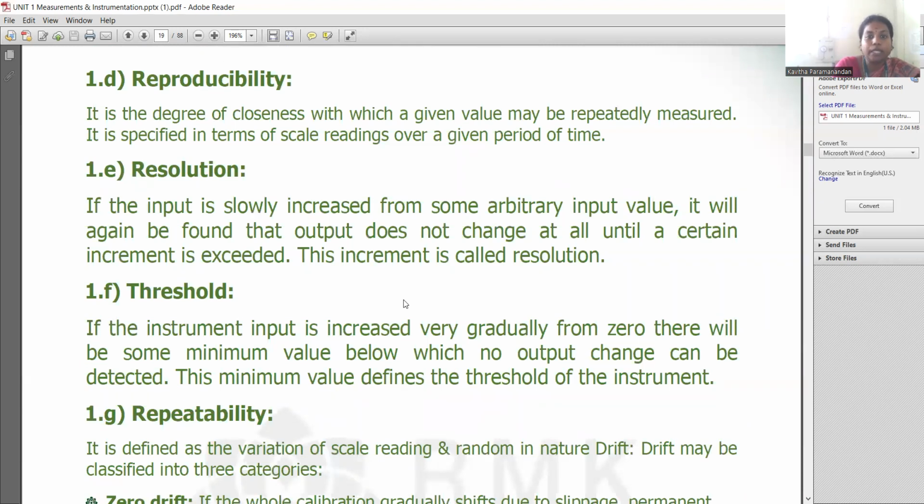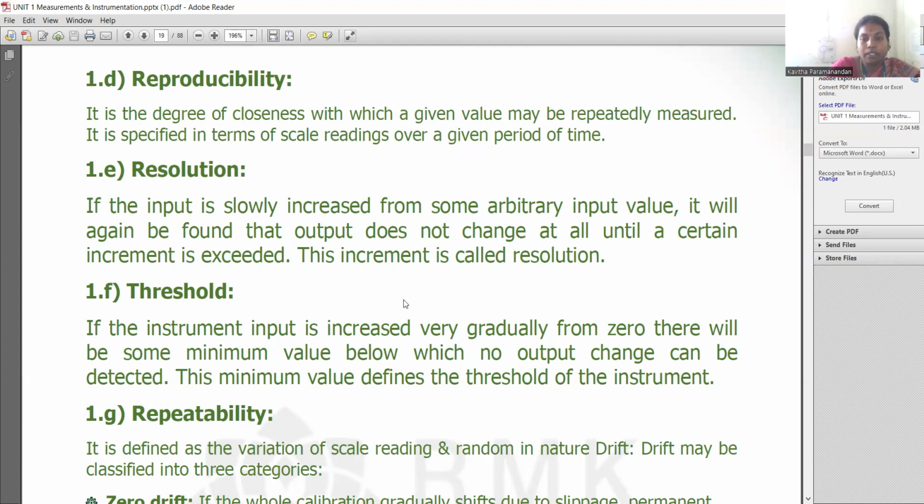It is the ability of the instrument to show the values even if it is being used for a prolonged period of time. Resolution is also very similar to sensitivity, being very sensitive to the immediate changes in the input parameter and showing the corresponding reflection.